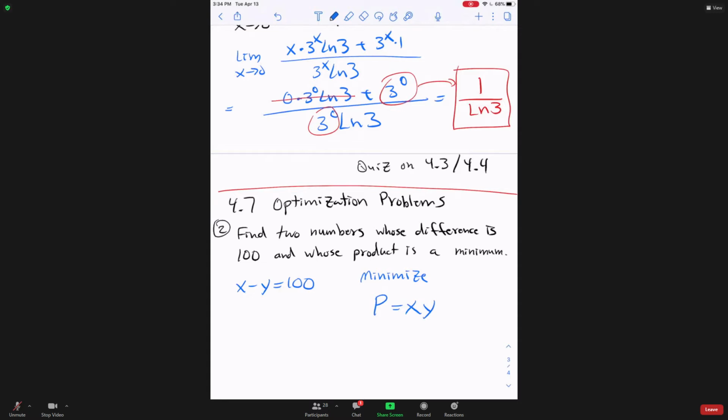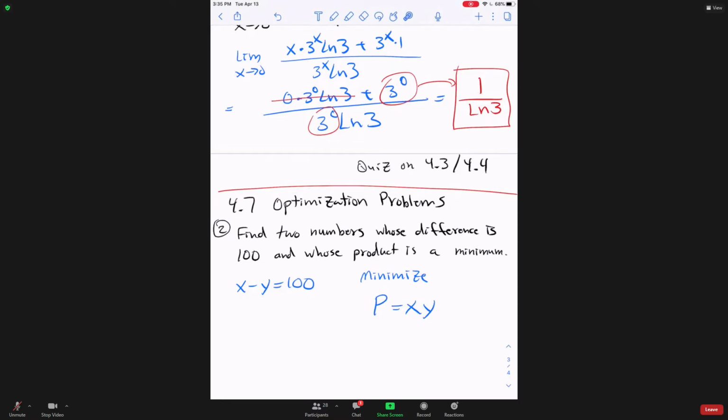So again, read the question. Find two numbers whose difference is 100. In this case, we call x and y dummy variables because they don't really represent anything. For example, if x is so-and-so's age and y is so-and-so's age, then it's important what you define as x and what you define as y. In this case, x and y are just two numbers. So x minus y equals 100, where the way I wrote it, x is the larger of the two. And you want to minimize the product.